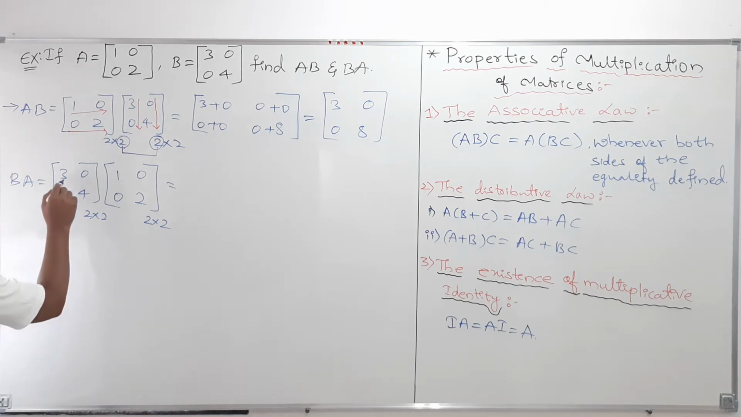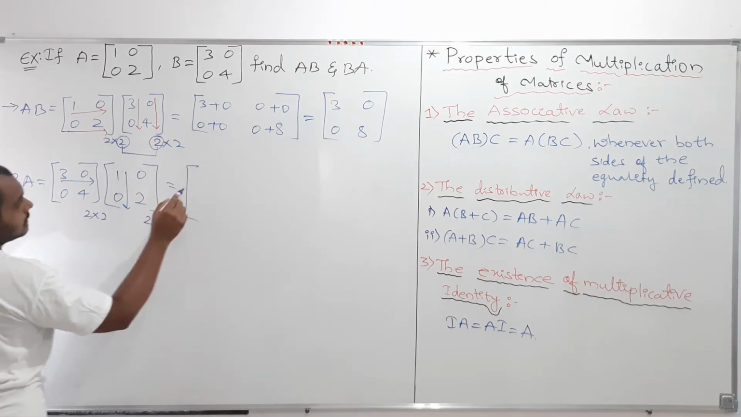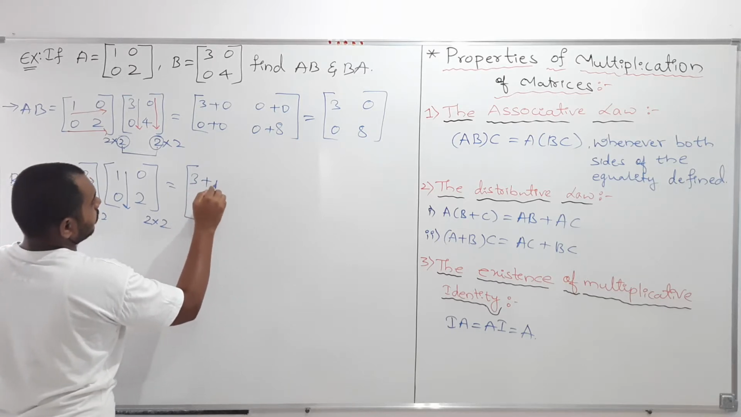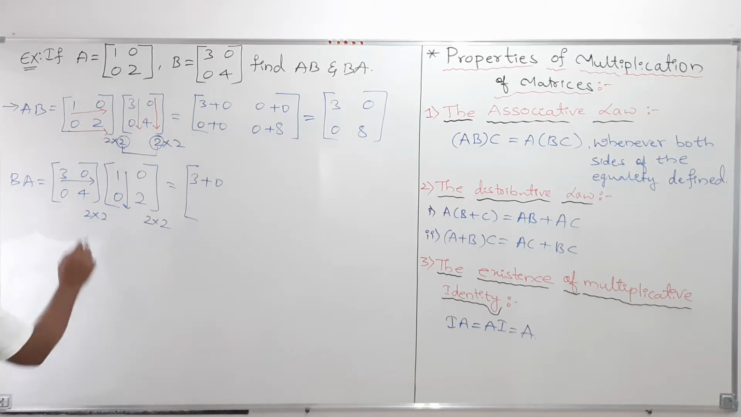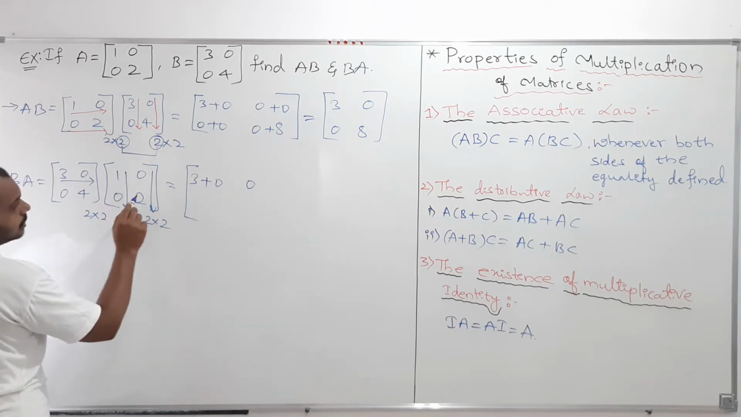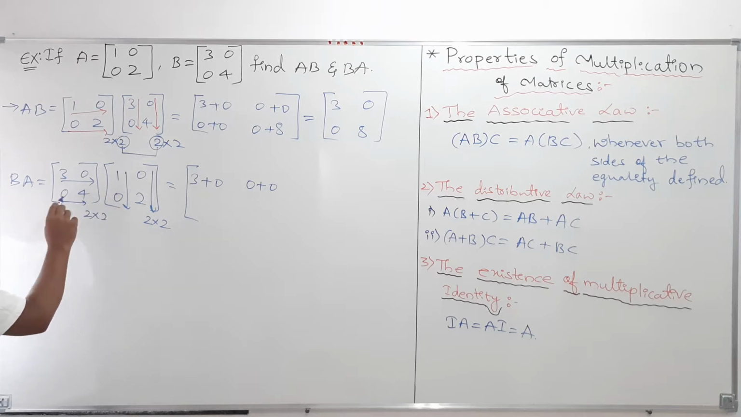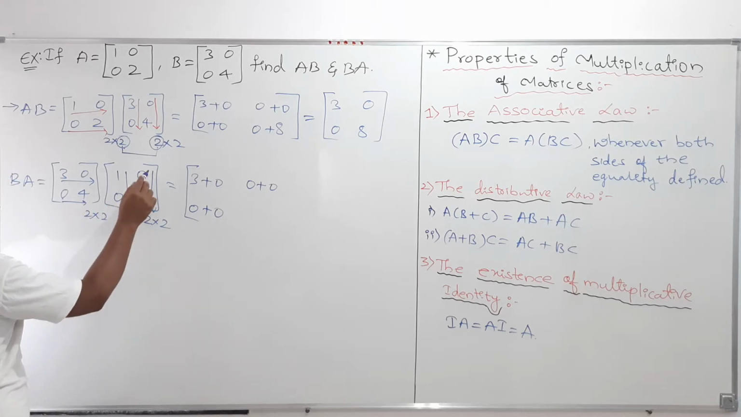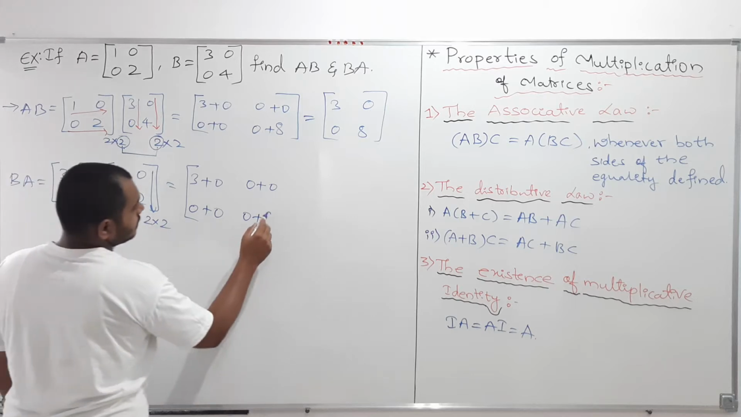Again we should multiply row by column. First row, first column: 3 into 1 is 3, plus 0 into 0 is 0. Next, first row, second column: 3 into 0 is 0, 0 into 2 is 0, plus 0. Next, my dear students, second row, first column: 0 into 1 is 0, plus 4 into 0 is 0. Next, second row, second column: 0 into 0 is 0, plus 4 into 2 is 8.